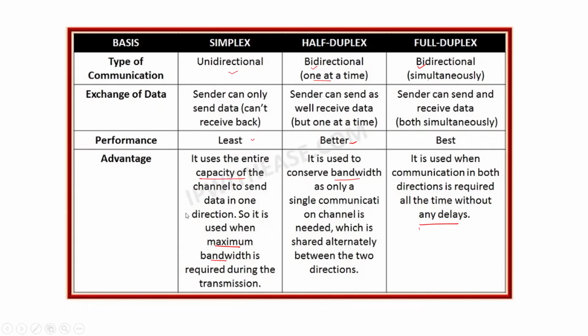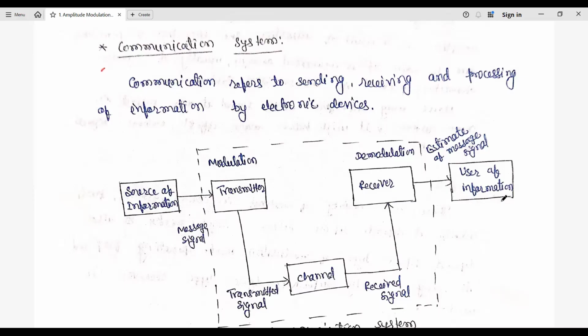Next, we are going to see the basic building blocks of the communication system. On the basis of that, we'll discuss. Now here, in the communication system, the basic important thing is the basic building blocks of the communication. In the building blocks, we have the transmitter, then we have the channel. This channel can be wired, it can be wireless. And the third block is the receiver.